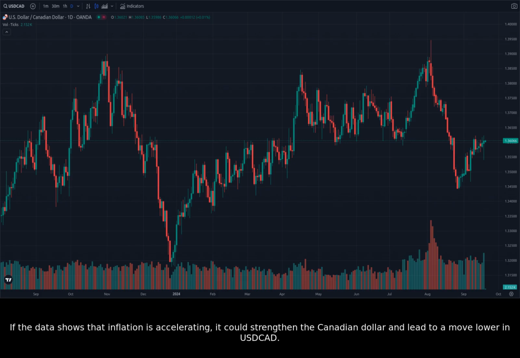If the data shows that inflation is accelerating, it could strengthen the Canadian dollar and lead to a move lower in USDCAD. However, if the data shows that inflation is slowing, it could weaken the Canadian dollar and lead to a move higher in USDCAD. Ultimately, the direction of USDCAD will depend on the interplay of these economic factors and the market's reaction to them.